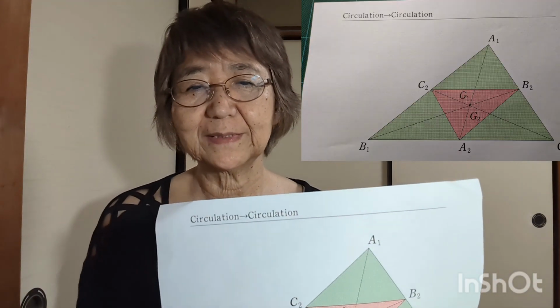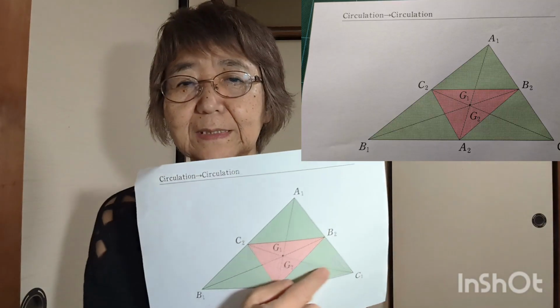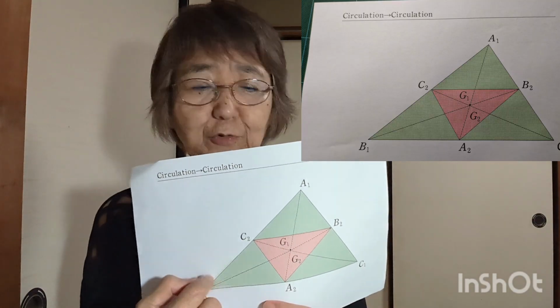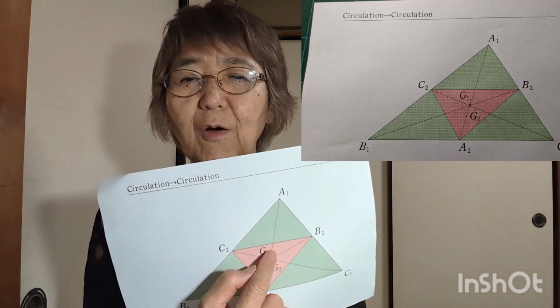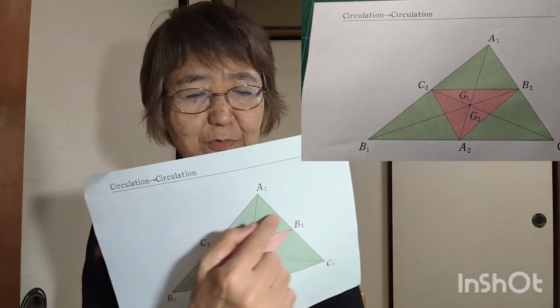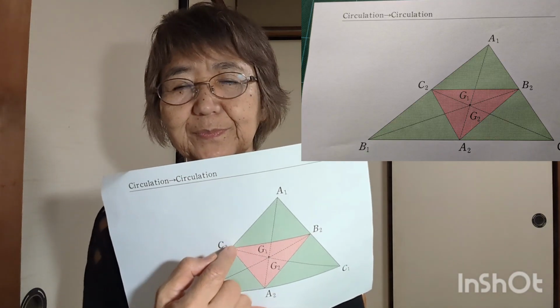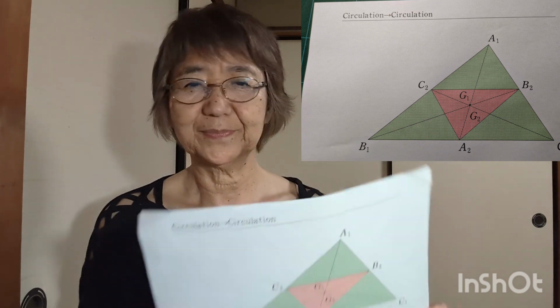Second way. Centroid of the green triangle. Next, centroid of the red triangle. Let's take a closer look at each one.